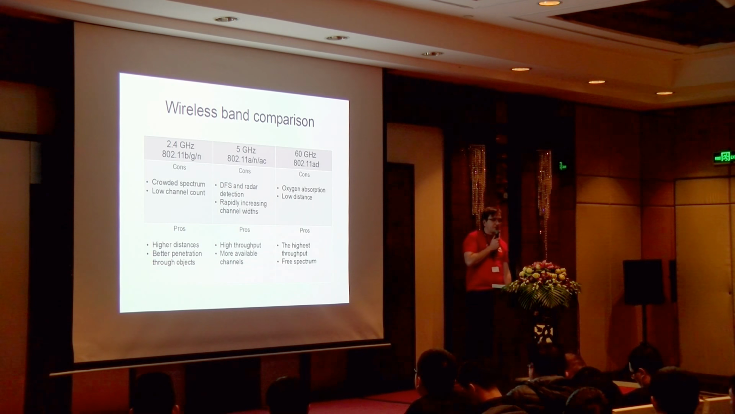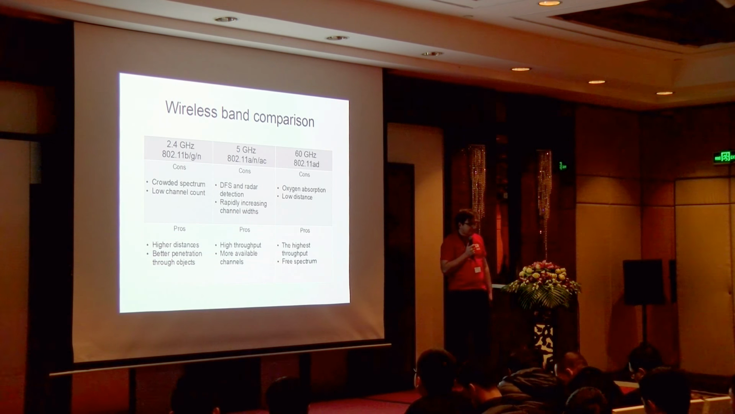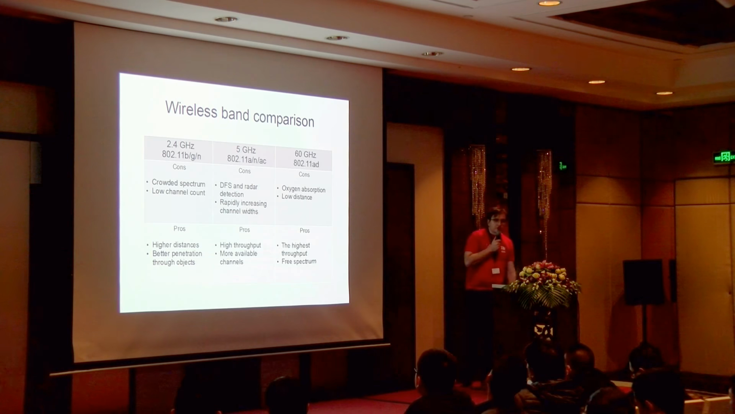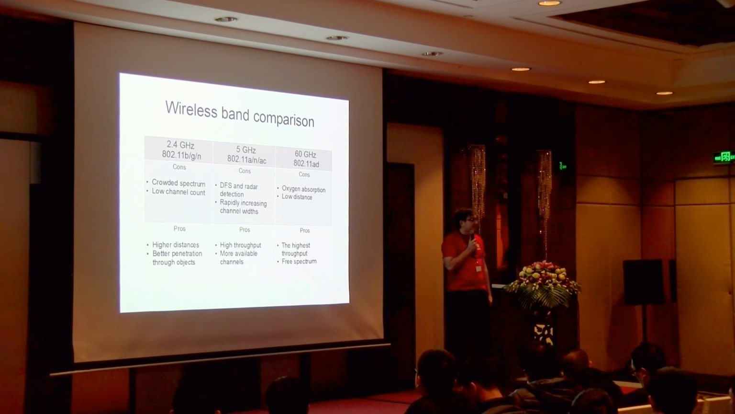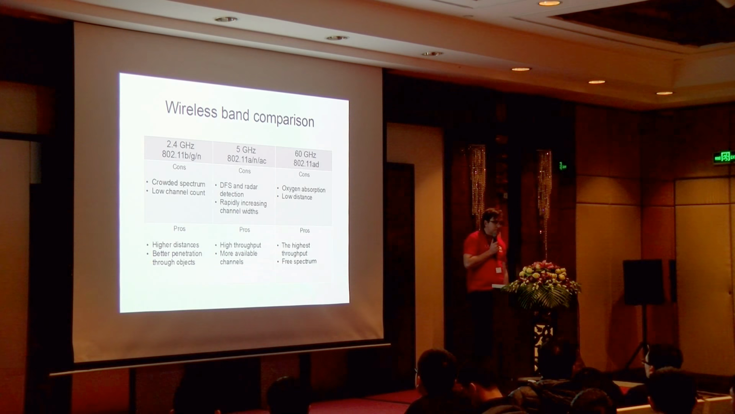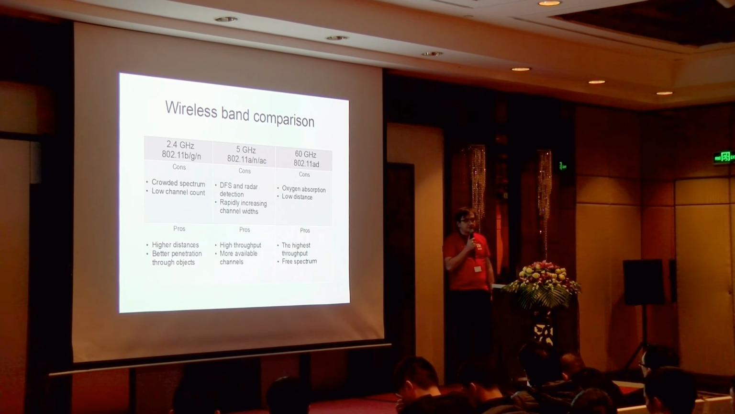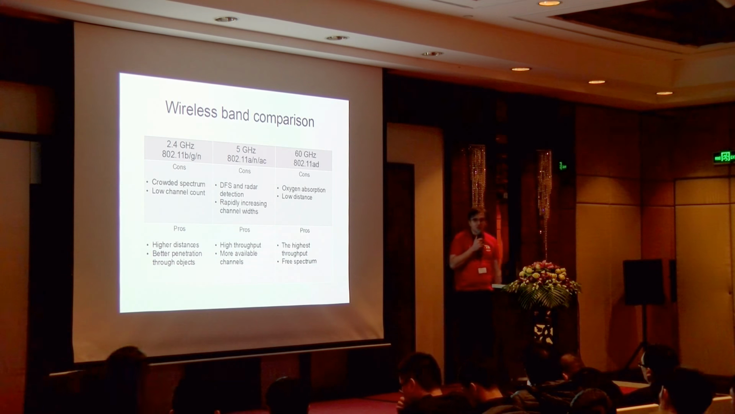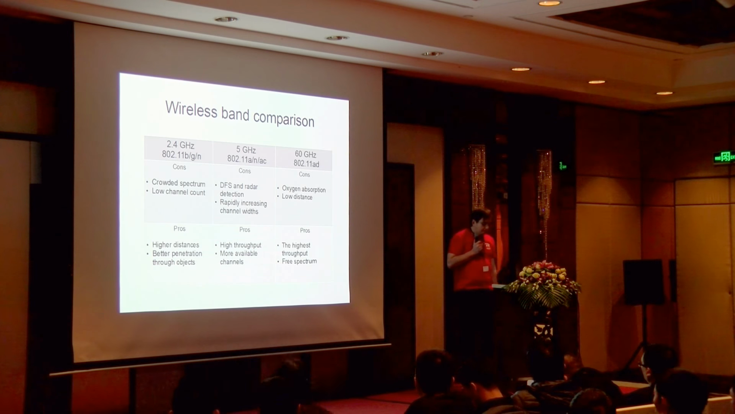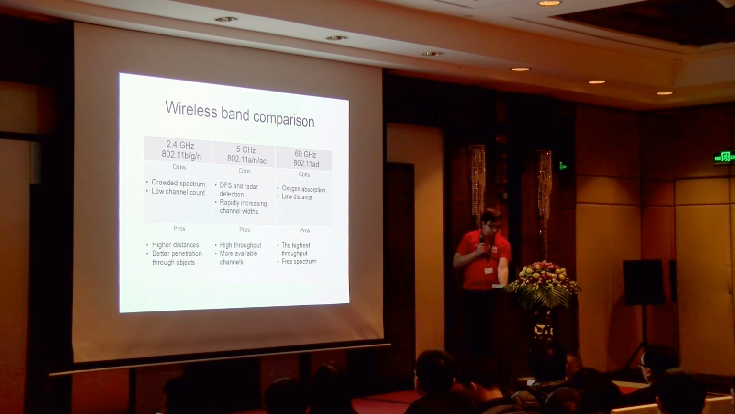With 60 gigahertz, we have to talk about the elephant in the room. It doesn't go very far. This is actually the worst frequency for data transmission. But due to this property, it's mostly free. It provides the highest throughput, and it's a relatively free spectrum because nobody yet is using it.